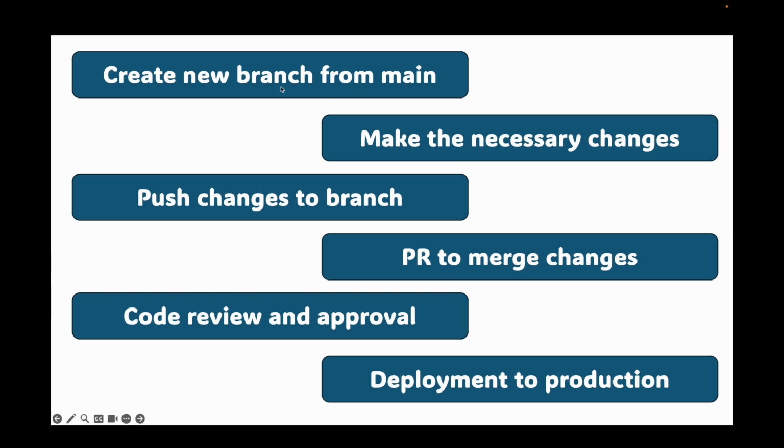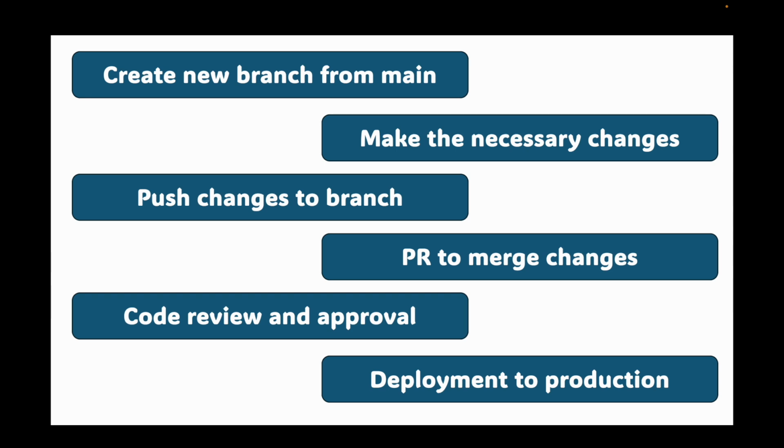So create a feature branch from the main, make the necessary changes on your feature branch, push your feature branch, create a pull request to merge your changes from the feature branch to the main branch. Someone from your team will review the code, they will approve it, and then automatically trigger the deployment of your changes from the main branch to your production environment. So that's basically the workflow that you're going to have.